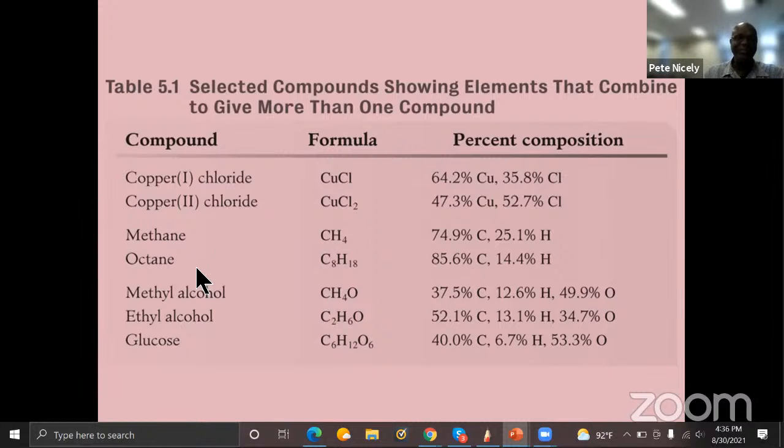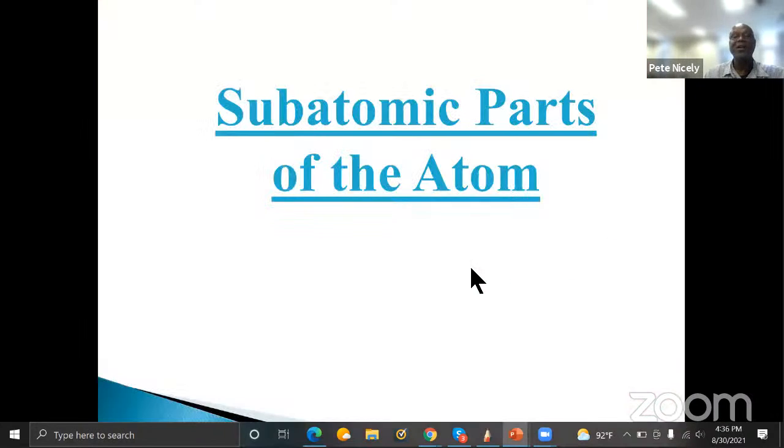And you see a similar comparison between these 2 compounds, methane and octane, and also between methyl alcohol, ethyl alcohol, and glucose, all right? Again, you see the percentages are different in each case. So it's possible for the formation of 2 or more compounds from the same elements, and you know that they're different compounds because their percent compositions will be different. Okay, any questions so far?